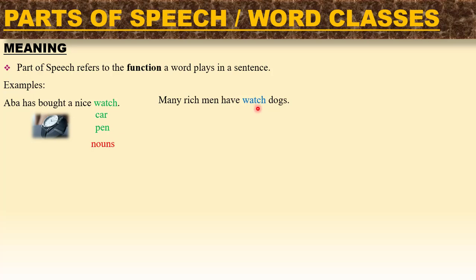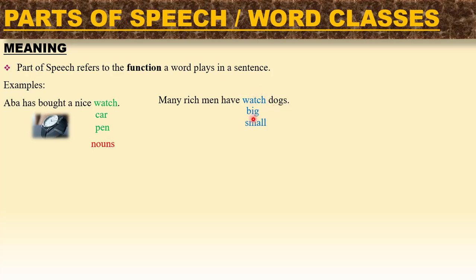What role is watch here playing? It is describing dogs. What kind of dogs do rich men have? They have watch dogs. So which other words can you use to replace watch? You can say many rich men have big dogs. Many rich men have small dogs. Therefore, watch, big, small will all describe the noun dogs.